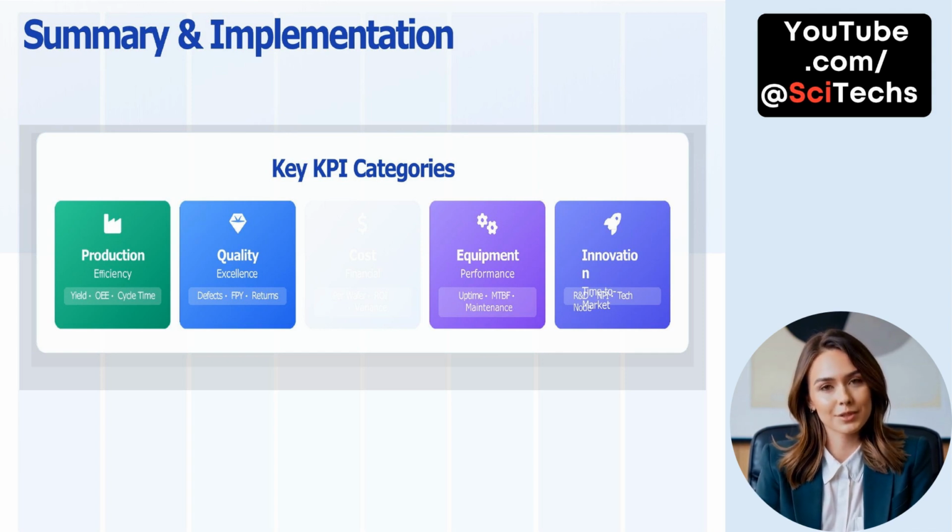Equipment performance focuses on uptime, mean time between failures, MTBF, and maintenance efficiency. Reliable equipment minimizes disruptions and supports high-volume manufacturing. Finally, innovation KPIs track R&D investment, new product introductions, and time to market. Together, these categories form a complete framework for sustaining competitiveness and growth.